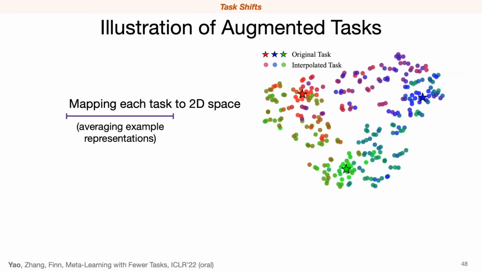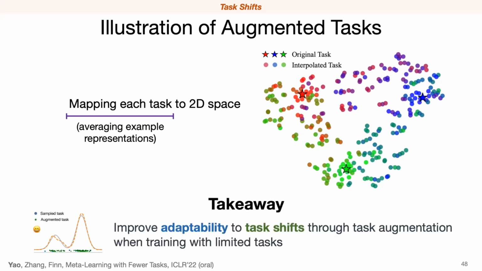So we further illustrate these augmented tasks by mapping each task in two-dimensional space. We can see the original task is marked in star, and this augmented task essentially densifies the entire task distribution. The key takeaway here is that we propose MLTI to improve the adaptability to task shifts by doing the task augmentation, which works pretty good, especially when only training with limited tasks.